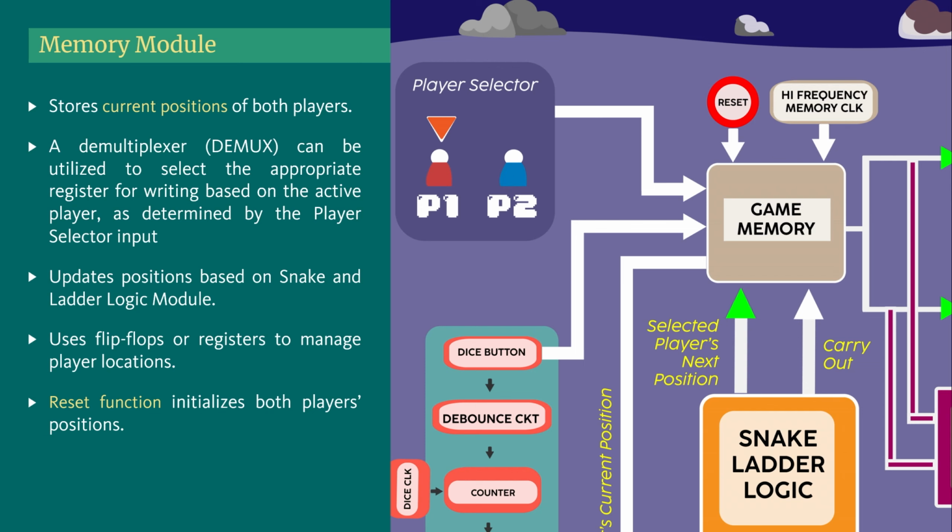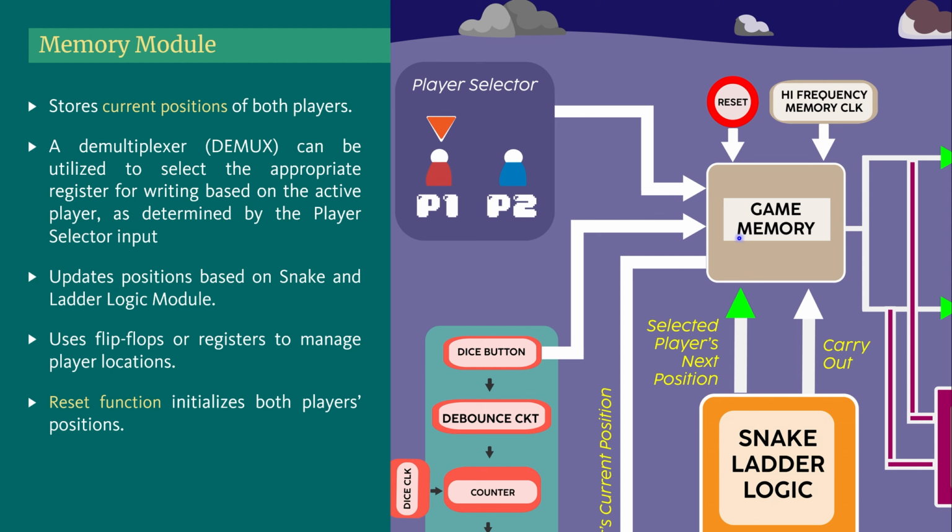Moving on, another important module is our game memory module. Here you have a high frequency clock. You will need a clock for your game memory, obviously, but if you want, you can also try to design it without a clock, or whatever way you want. But you have to understand what it does. It stores the current position of both players.